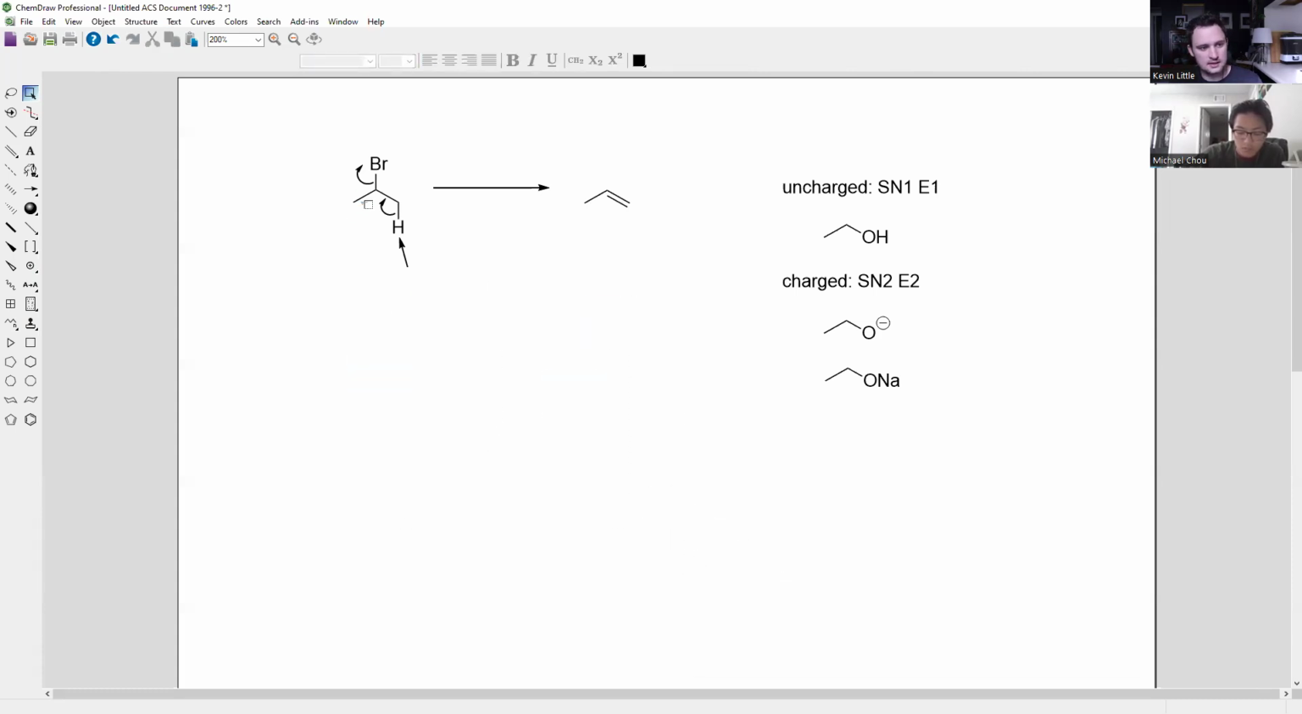But let's do a situation where it's not equivalent. So let's add a carbon here. So I can either take this hydrogen or I can take this hydrogen, right?